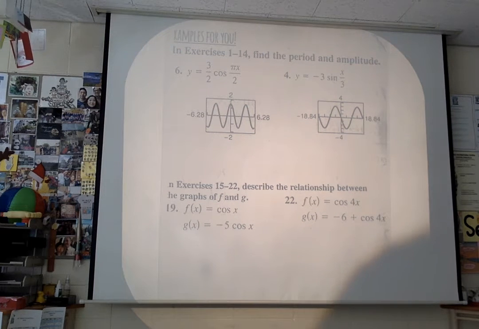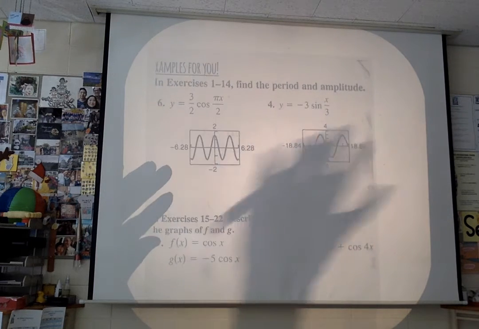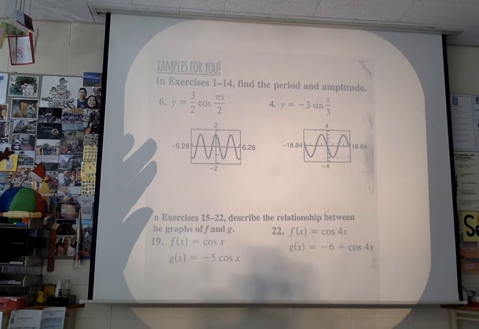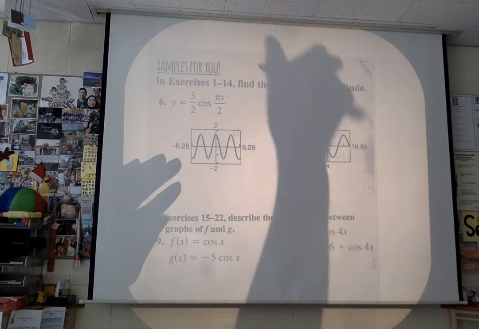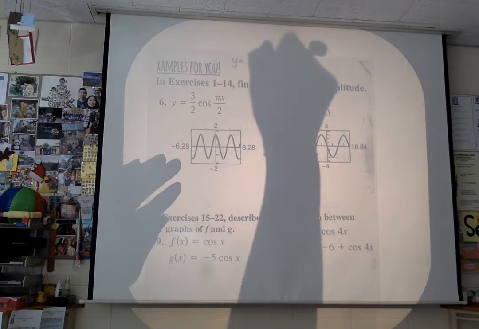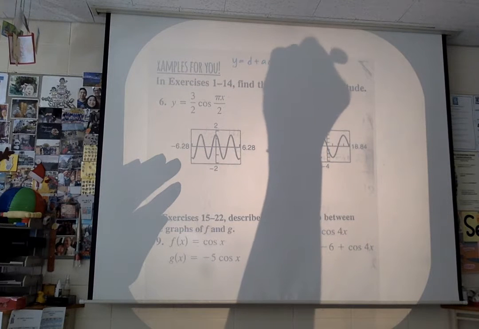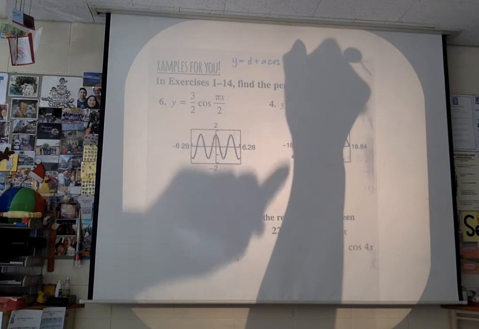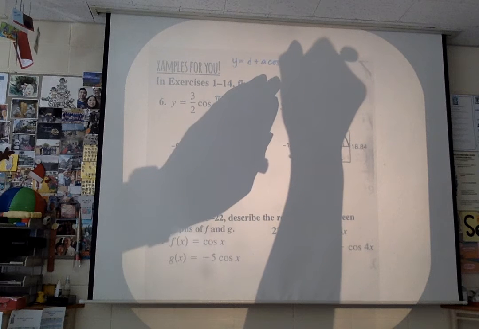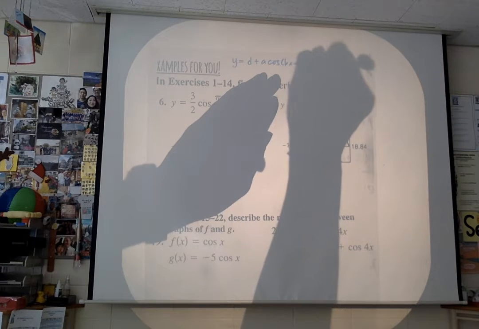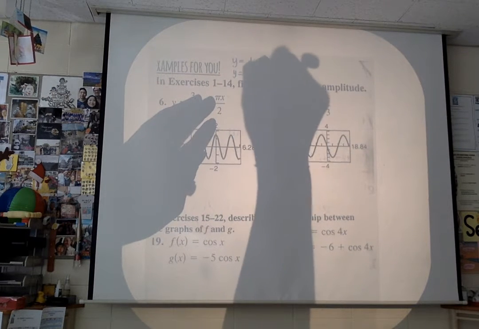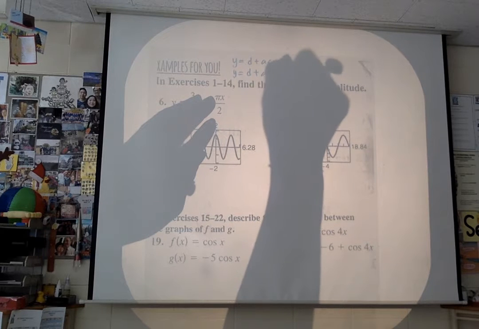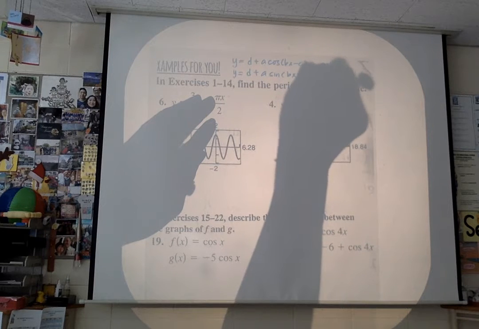Right, here are some examples for you. Before you even start these examples, these are straight out of the homework. Let's write the equations, okay? So y equals d plus a cosine, I'm going to write it this way, okay? It doesn't really matter, so I'll just write it this way: bx minus c. And I'm also going to write the one for sine, which is the same thing, right? A sine bx minus c.